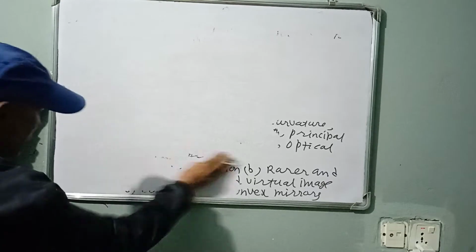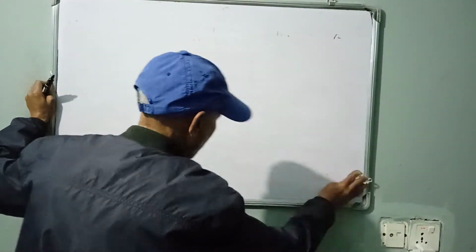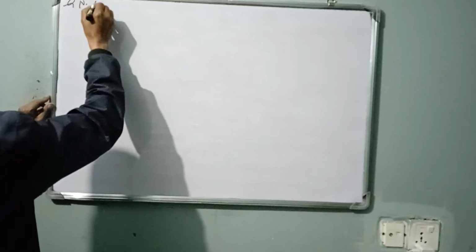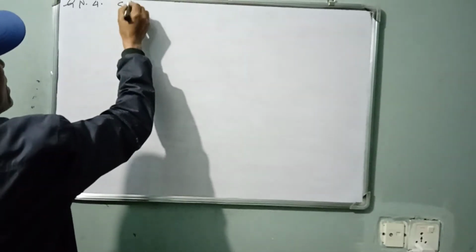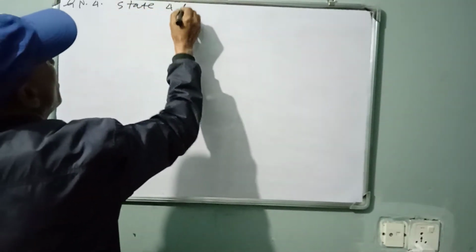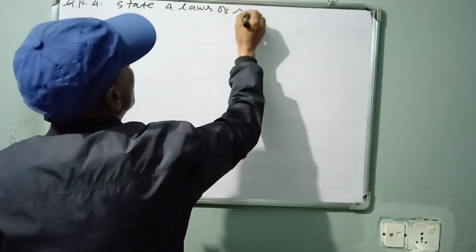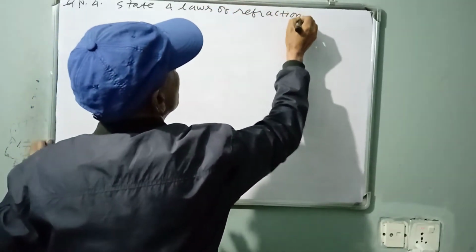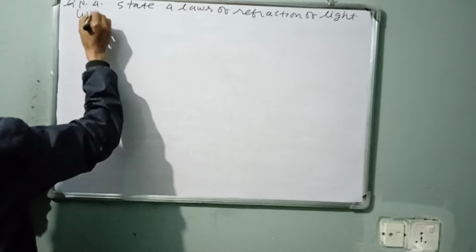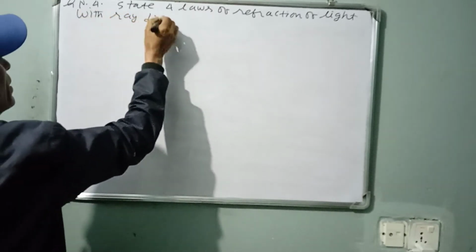Question number 3, question number 1, and question number 4. Next question: state four laws of refraction of light with ray diagrams.